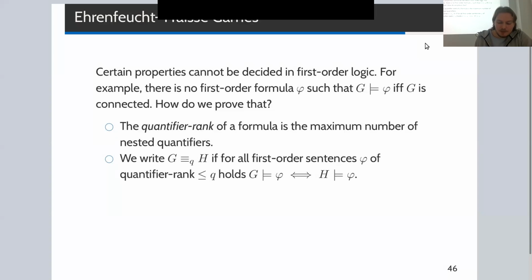So we say that the graph G and the graph H are Q equivalent, with the equivalence symbol with the Q in the subscript, if for all first order sentences phi of quantifier rank at most Q it holds that phi is satisfied in the first graph if and only if it is satisfied in the other graph. So they are Q equivalent if and only if they satisfy exactly the same formulas of quantifier rank at most Q. So first order logic cannot distinguish between those two graphs using only Q quantifiers. You notice they are Q equivalent if and only if they have the same Q type.